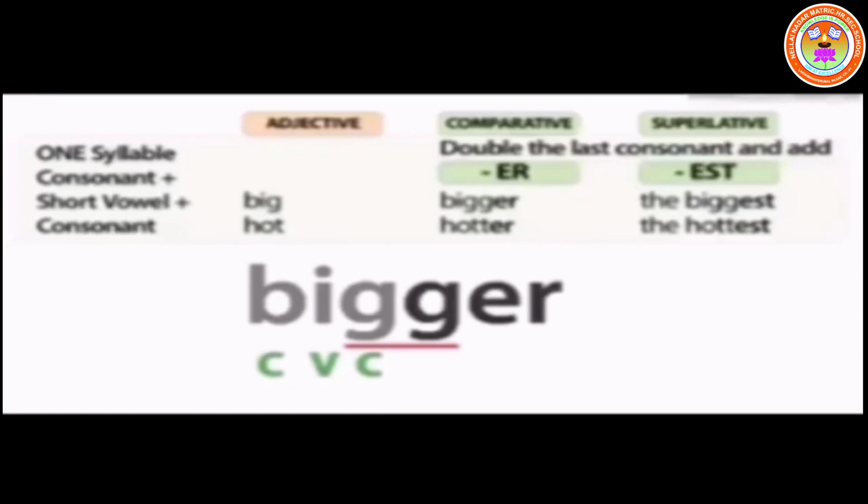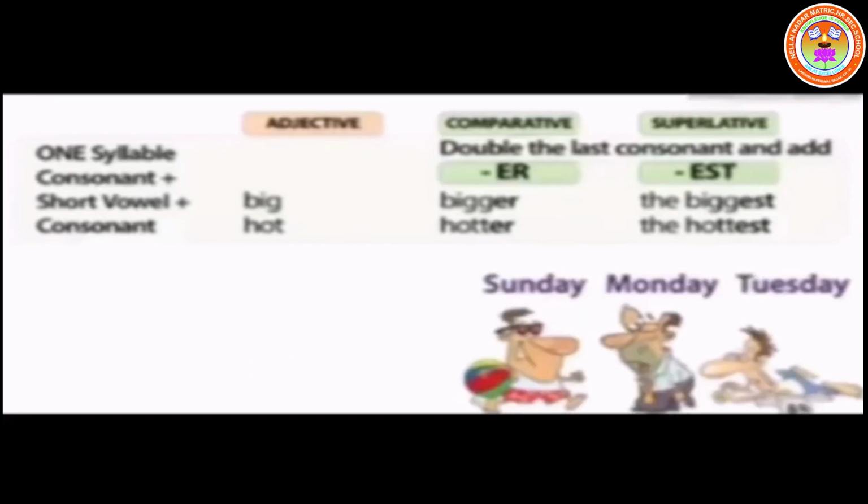Look at the weather on these three days: Sunday, Monday, and Tuesday. How do we compare these three days using the adjective hot? Sunday was hot, Monday was hotter than Sunday, Tuesday was the hottest day.